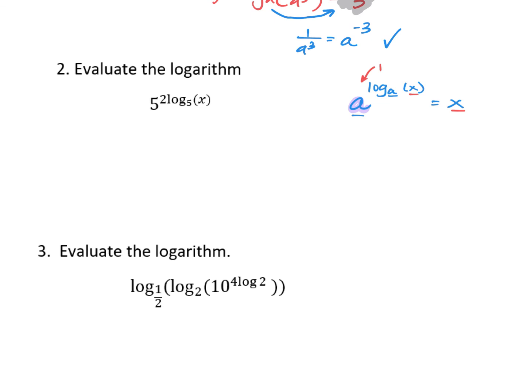So taking a look at number 2 here, I see my base of 5 and an exponent of log base 5. I know those are going to undo each other, but before I can reverse those, I need to move that coefficient of 2 inside of the argument. So this is 5 raised to the power of log base 5 of x squared. Now these are going to simplify out, and I'm going to be left with just x squared.